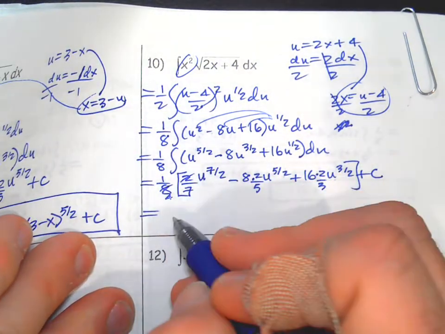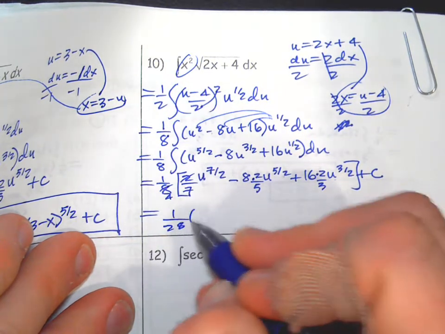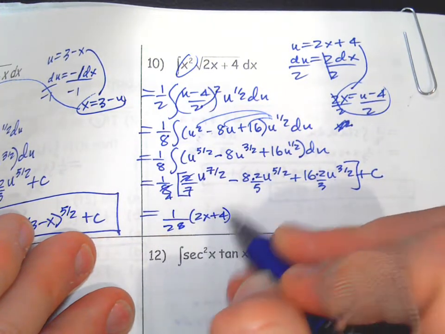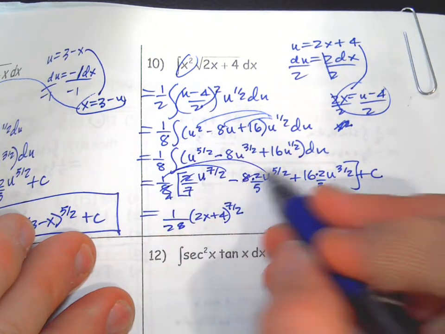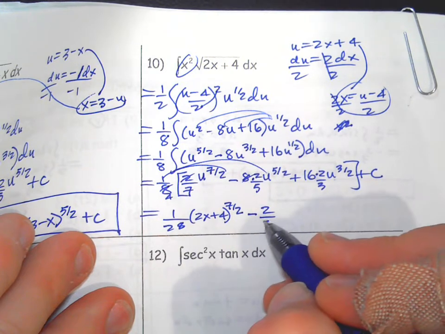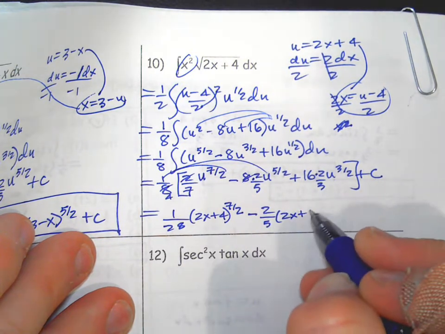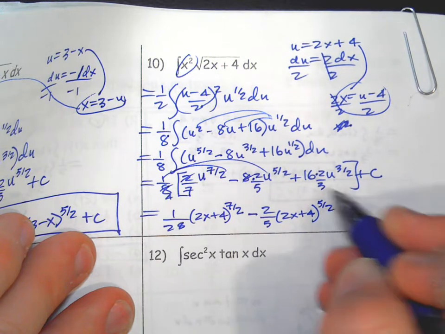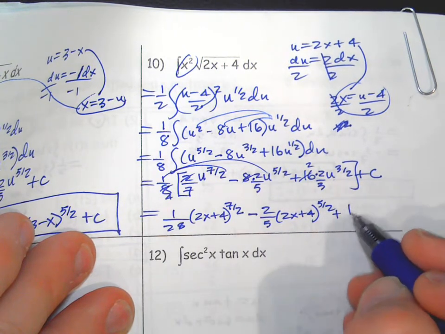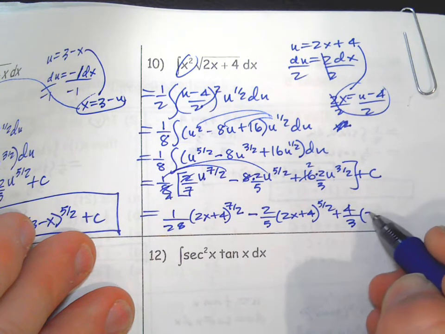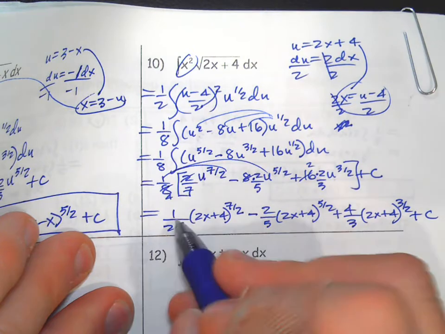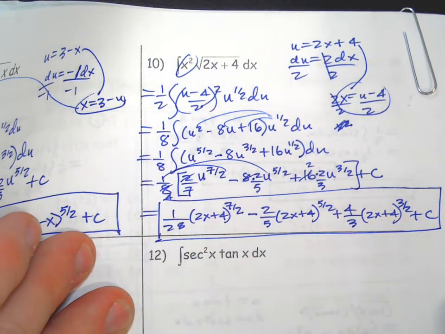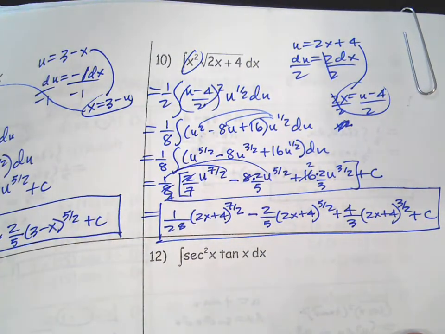So I'm going to do that at the same time here. That's going to be 1 over 28, 2x plus 4 to the 7 halves. Then I have to distribute this, so that's going to be minus 2/5, 2x plus 4 to the 5 halves. And this is going to be plus 4/3, 2x plus 4 to the 3 halves, and then plus c. There you go.